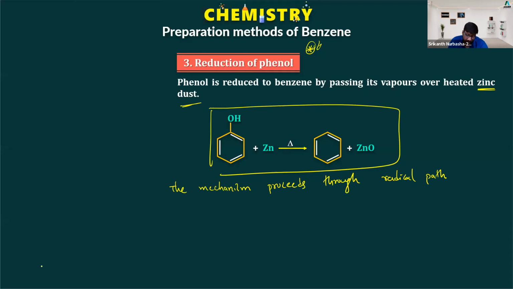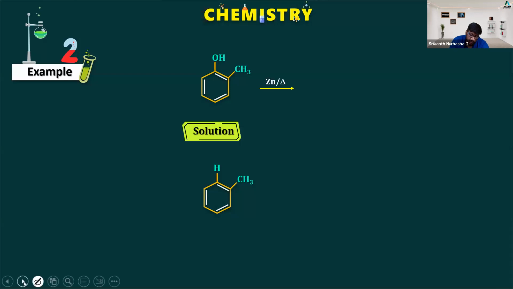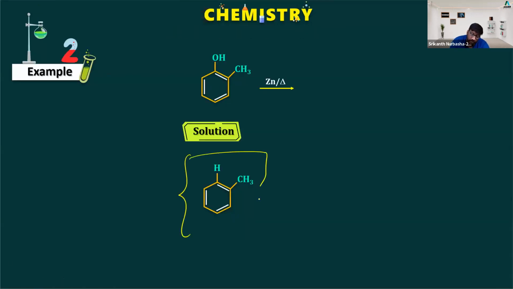Three methods of preparation, you have to be perfect with respect to the preparation of benzene. Understand this reaction? Here you will get what, students? That OH group will be lost, and oxygen is taken by zinc to form zinc oxide, ZnO, and you will have toluene formation. That is, OH will be converted to hydrogen, and zinc oxide is obtained.